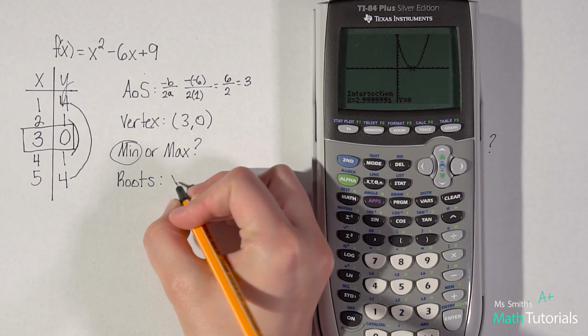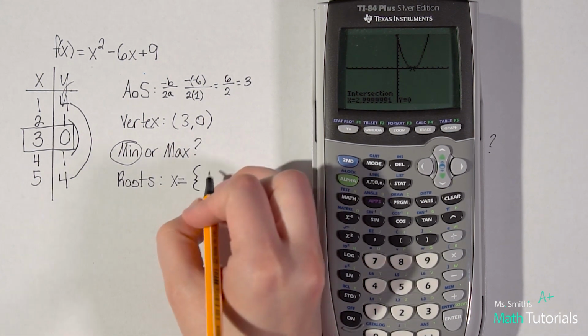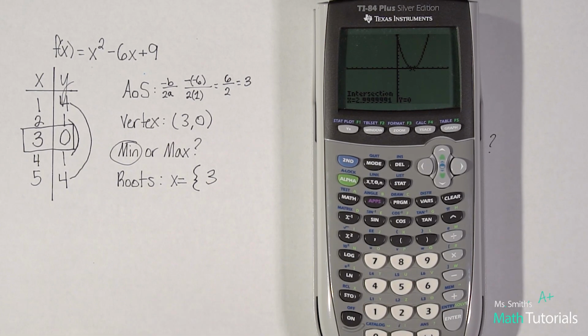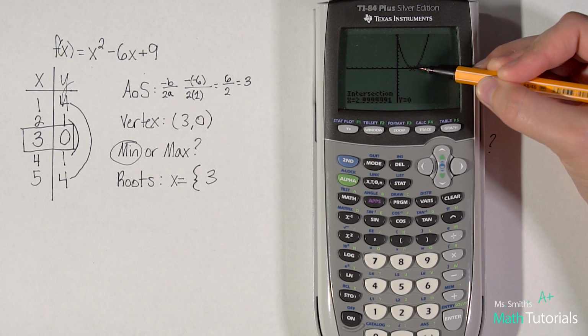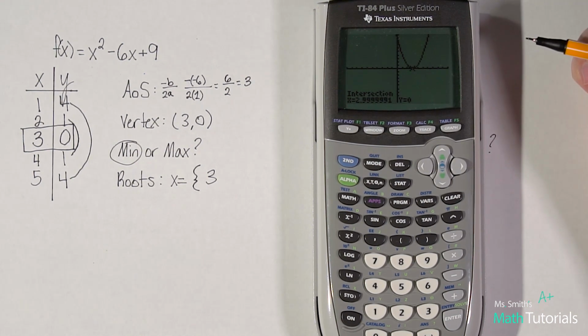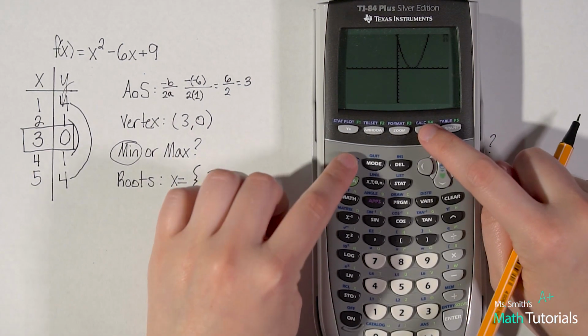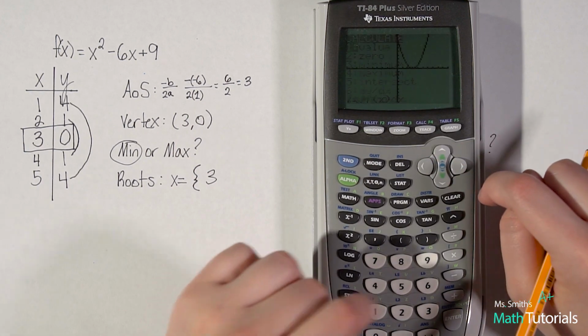Alright, so my roots here will be x equals, got a brace, and I know I've got 3. Let's see, let me try to intersect again. I'm going to do it right over here. It could be just a hair different, okay? Or it could also be 3. Let's see. Alright, so I'm going to clear this, do second trace again, intersect.